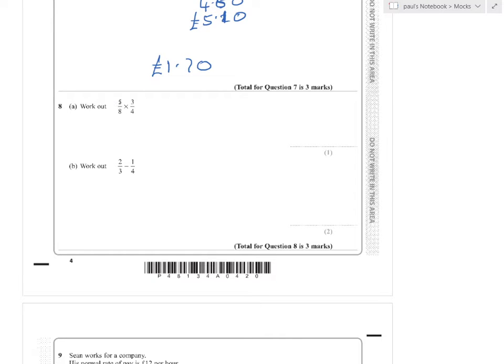Couple of fractions to deal with. 5 threes are 15. 4 eights are 32. Yeah, can't do anything with that. Or can we? We can divide by 3. No, can't do that. 2 thirds take away a quarter. 3 fours are 12. And 8 take away 3 is 5 over 12.